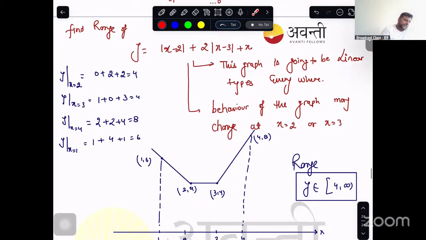Okay, this question: find the range of mod x minus 2 plus twice of mod x minus 3 plus x. Understood?